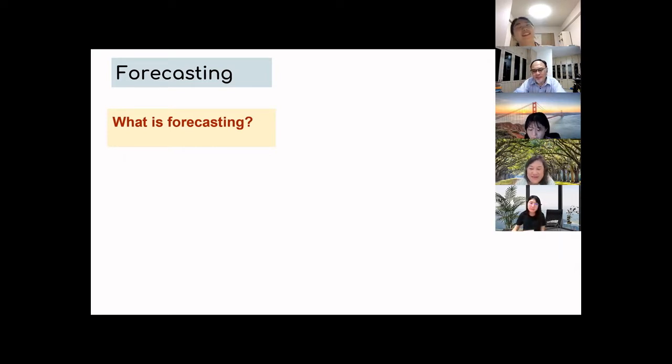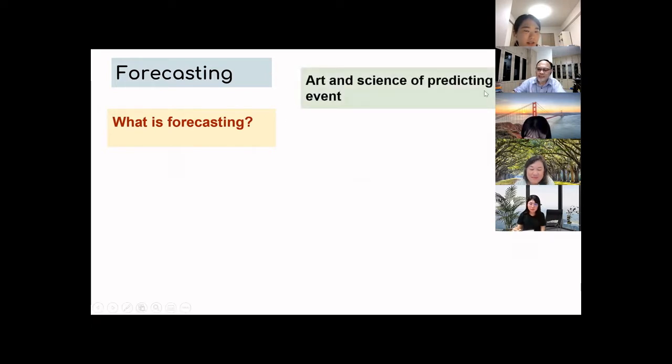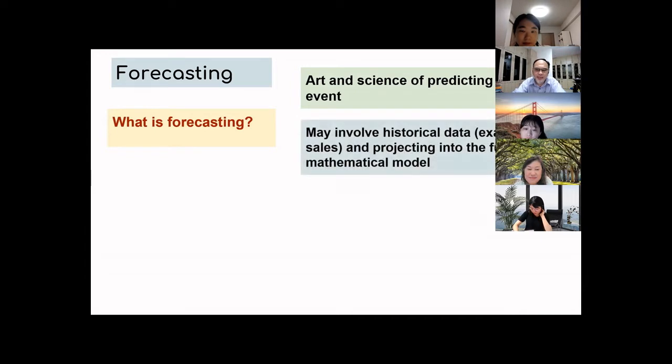Okay, but it is the art and science of predicting the future. You see, it has art, art and science. It's not just science or a mathematical model, but it is art as well. And because we want to predict the future, we may need to involve historical data. You understand historical data? I put here already, for example, past sales.